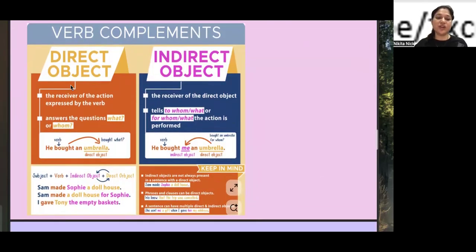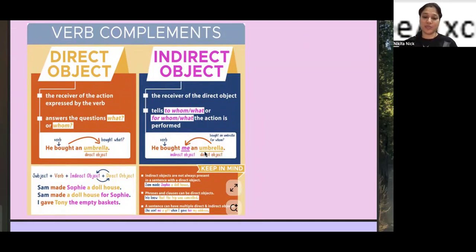Verb complements: indirect and direct object. There are some examples related to it. The receiver of the action expressed by the verb, that is the direct object. The indirect object, the receiver of the direct object, tells to whom or to what or for what the action is performed. But for the direct object, we ask questions like what or whom. He bought an umbrella. He bought what? He bought an umbrella. It's a direct object because after the verb you have the direct object, umbrella.